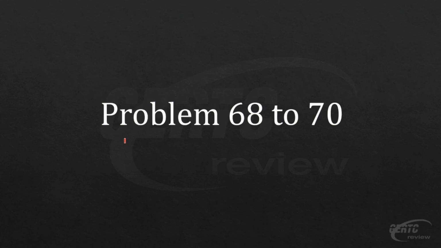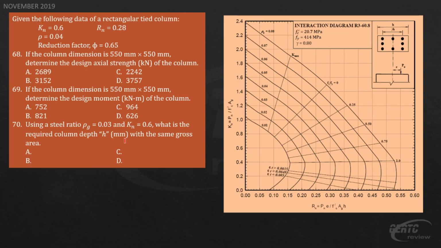So, let's have another recent exam, November 2019. Given the following data of a rectangular type column. May 2019, lumabas din kagaya nito. We'll have it in our playlist soon. So, Kn, Rn, rho, reduction factor phi given. If the column dimension is 550 by 550, so square siya, determine the design axial strength of the column.